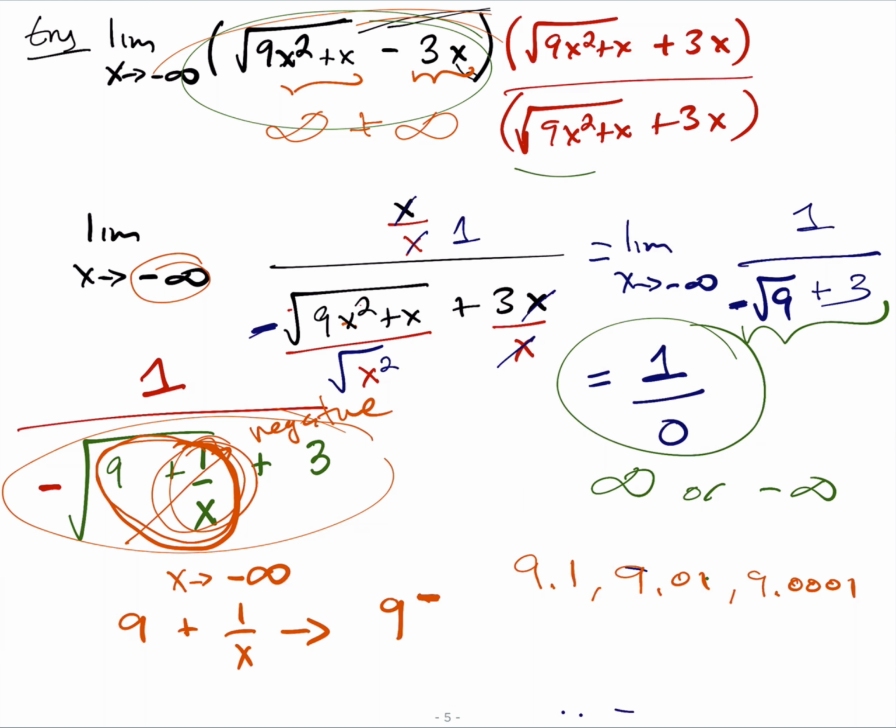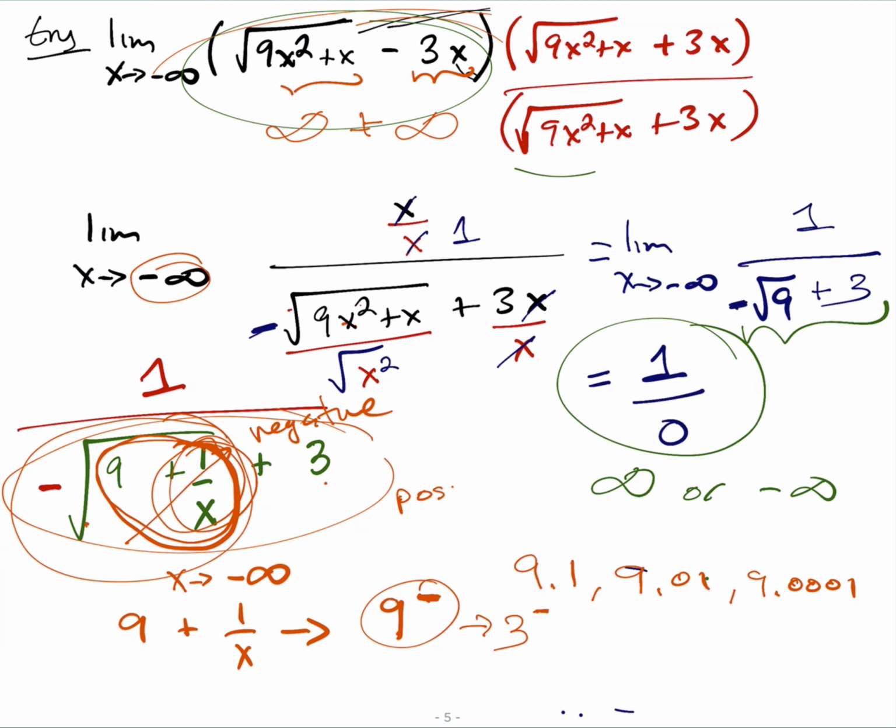Okay, so this is approaching 9 from numbers that are smaller than 9, yes? You get the square root of that, so it's approaching 3, again from numbers that are smaller than 3, right? So if this is less than 3 and you add 3, what's the sign going to be? Positive. It's going to be positive.